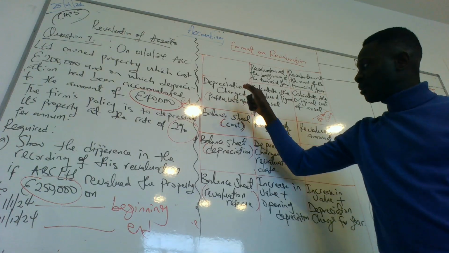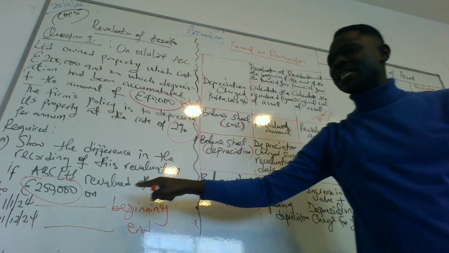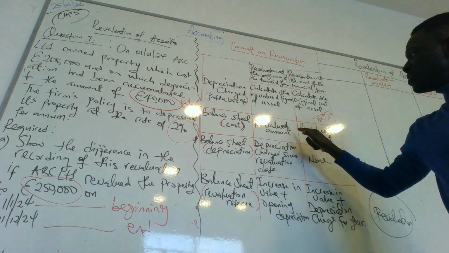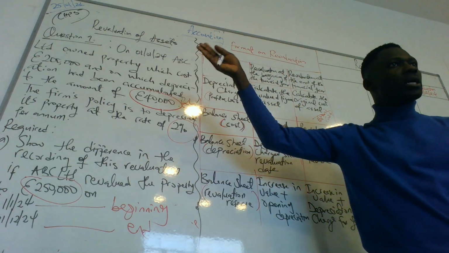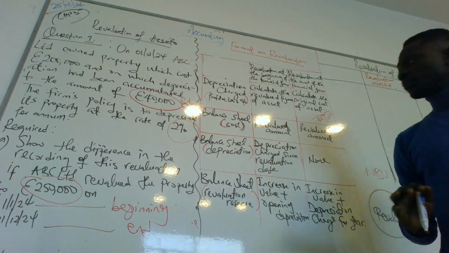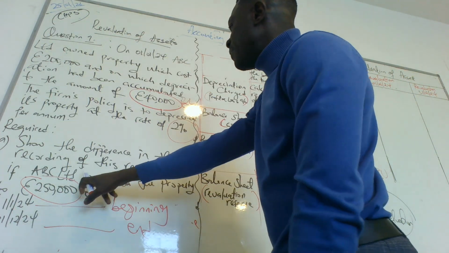Depreciation charge. At the beginning of the year, we charge the revalued figure. At the end of the year, we charge the historic cost. Any question about that? So the revalued is 250.